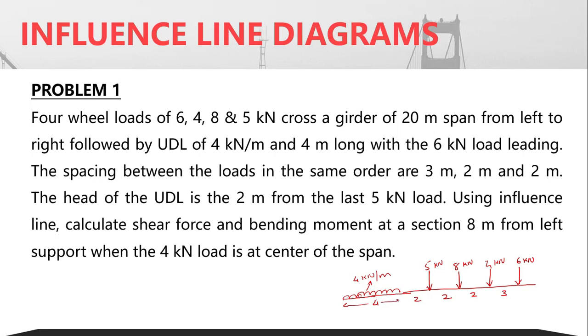Okay, and this last UDL is 4 kilonewton per meter acting over a distance of 4 meters. Okay, so this is the train of loads. So the corresponding train of loads is explained in words here, so understanding that will be a bit difficult. So as such, this is the train of loads.